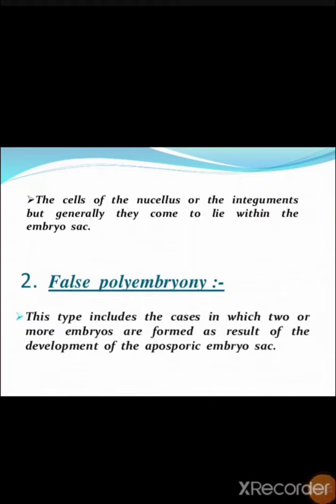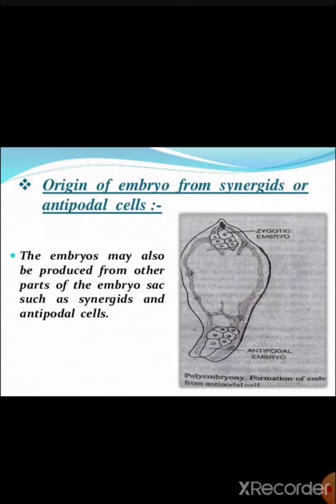Next is false polyembryony. This type includes the cases in which two or more embryos are formed as a result of the development of an aposporic embryo sac. Examples of this type of polyembryony: origin of embryos from synergids or antipodal cells.